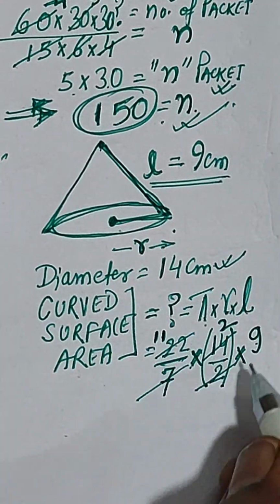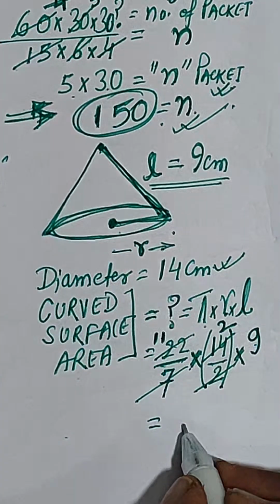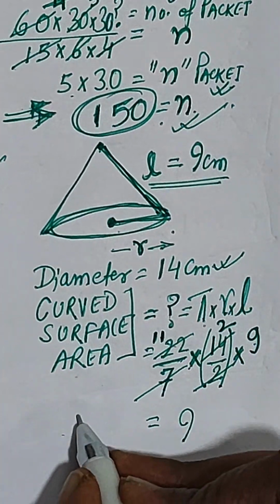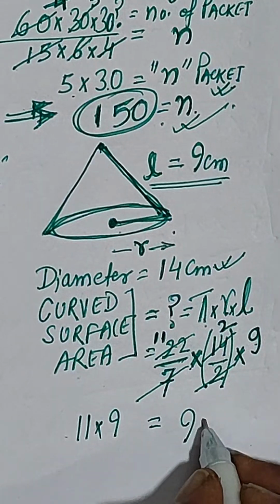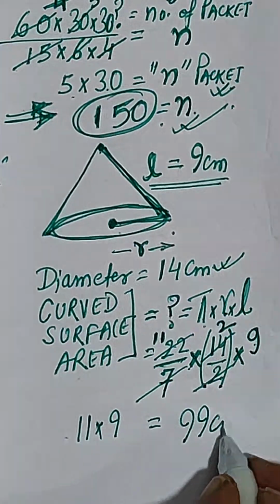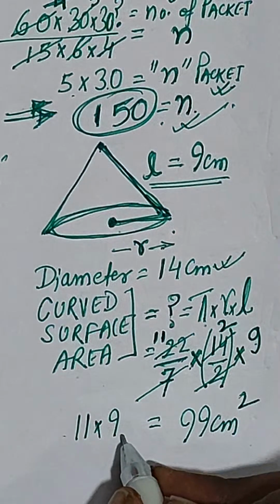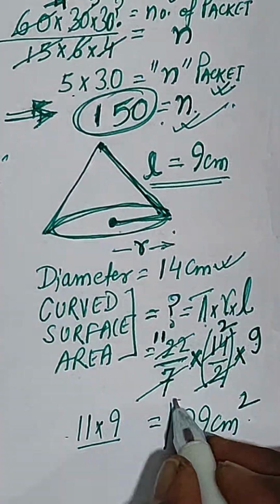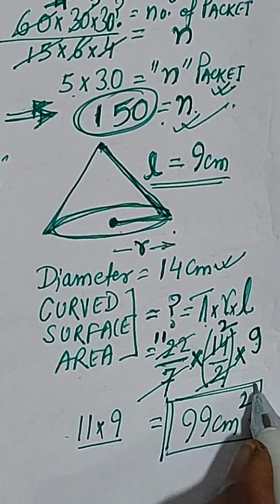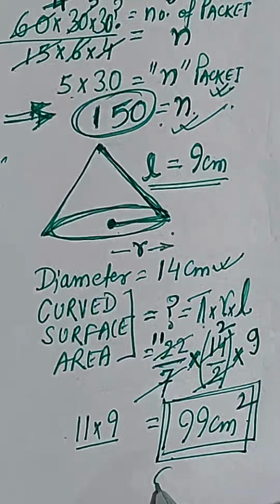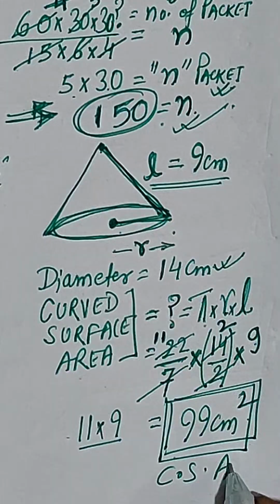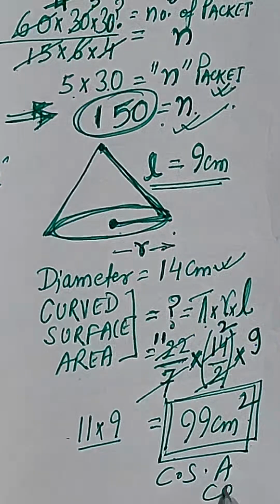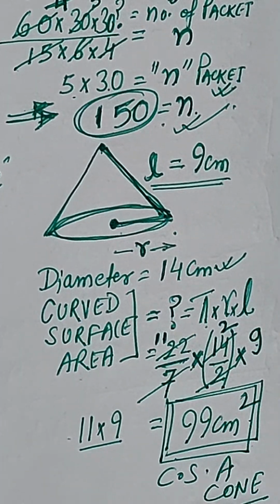And 11 into 9 will be 99. 11 into 9 will be 99 centimeter square. Both are in centimeter. So this 99 centimeter square is the curved surface area of the cone. Right?